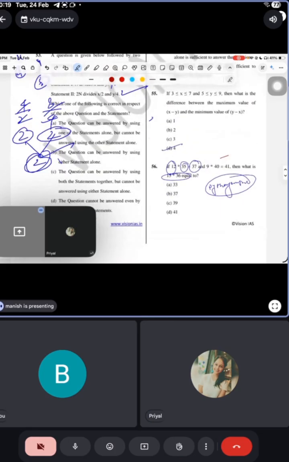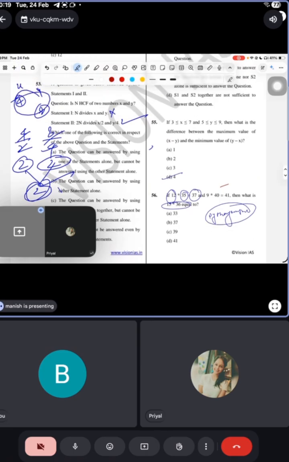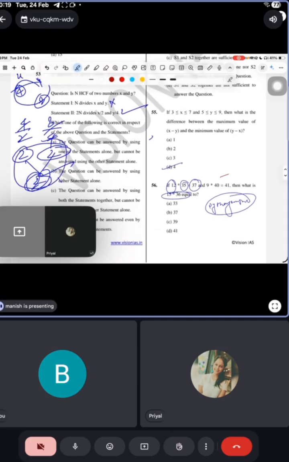Guys, this was the catch actually, because people will get confused. If a number divides the numbers, that does not mean it is the HCF, guys, because HCF means highest common factor. That number should be the highest. But 2 is not the highest in the first case. In this case, it is the highest, because the number cannot be greater than 2 here.